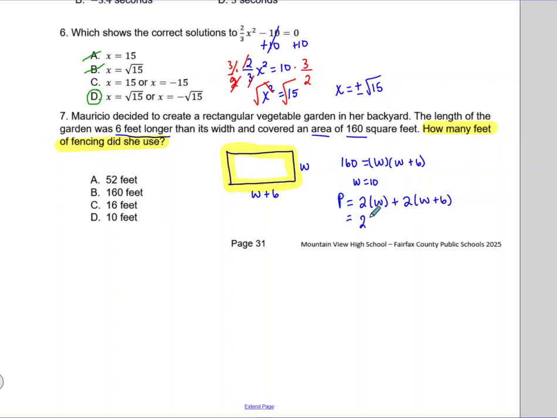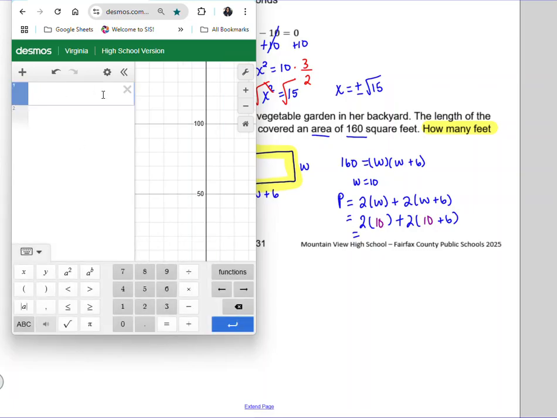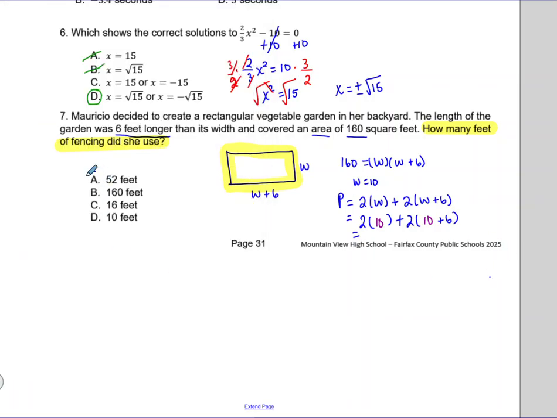So for my w, I'm going to plug in what I know, which is the width, 10, plus 2 times 10 plus 6, and that is equal to 2 times your width plus 2 times your length. Your length is 16 because width plus 6, or you can just plug it in if you want, which is 52 feet. Okay, that was a hard problem. Next.